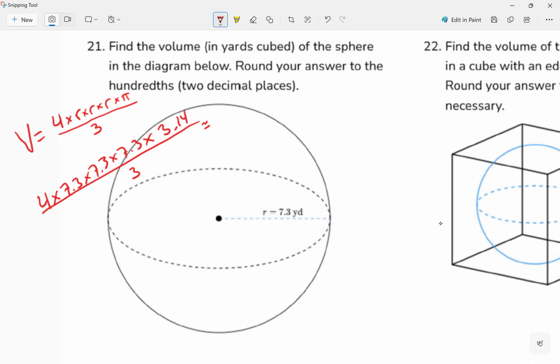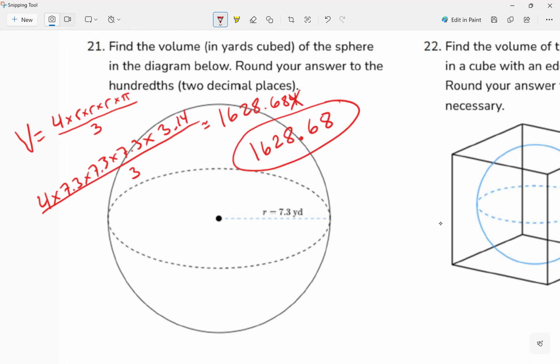According to my calculator, let's see, I get 1,628.684. Okay, the third decimal place is small, so I'm going to ignore it. So my answer is going to be 1,628.68.